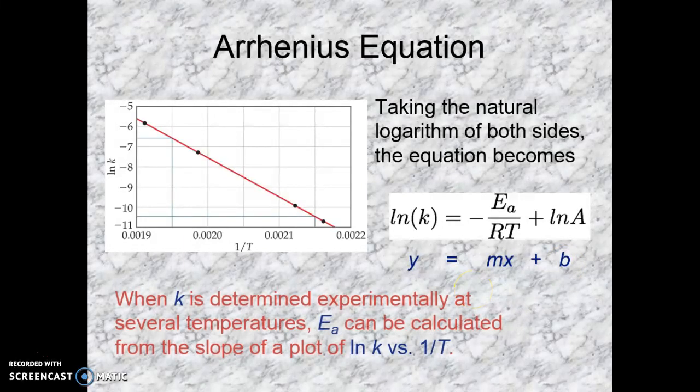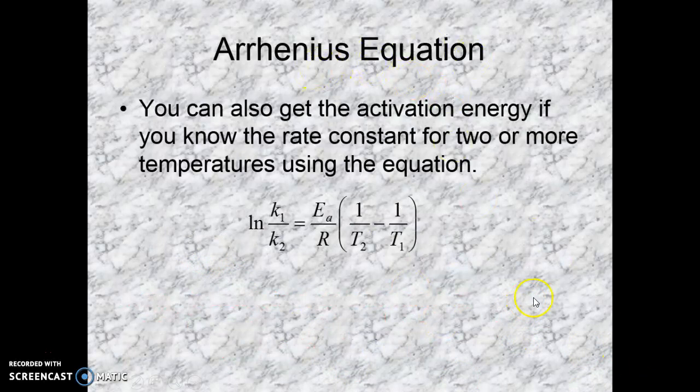In addition, we can take two sets of data and ignore that frequency factor altogether. You can use various temperatures, figure out what the various constants are going to be. You can wind up being able to calculate the activation energy without needing to know that frequency factor. So if you have a couple of sets of measurements, you can use the Arrhenius equation in this version and ignore that frequency factor.